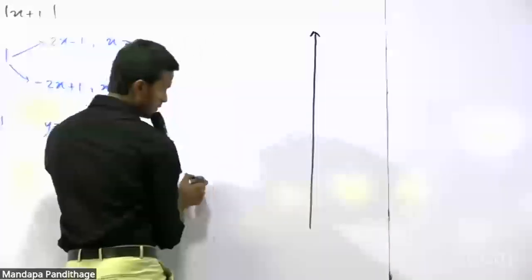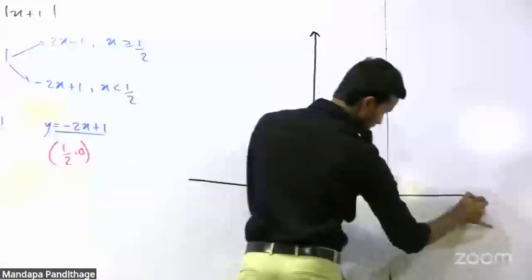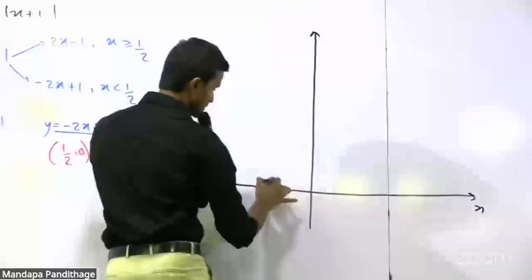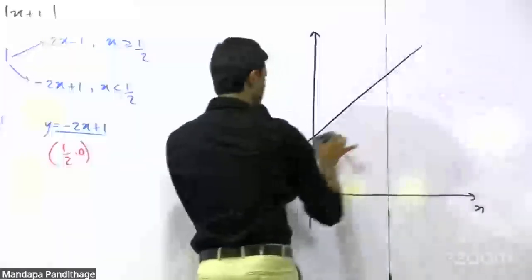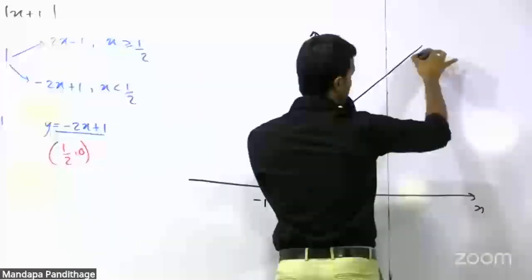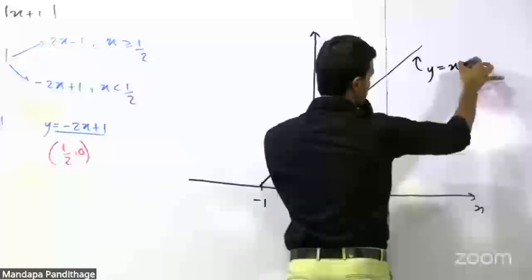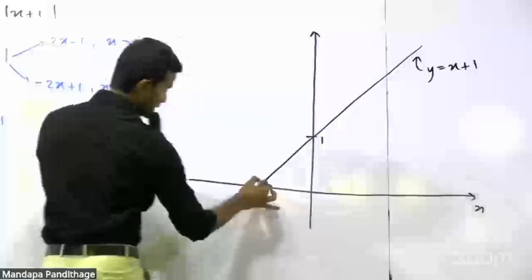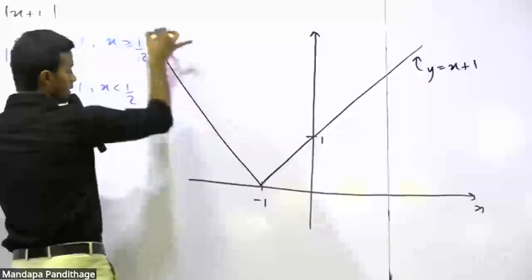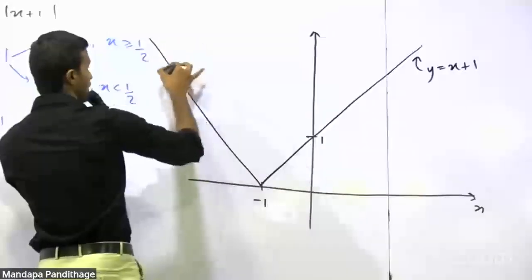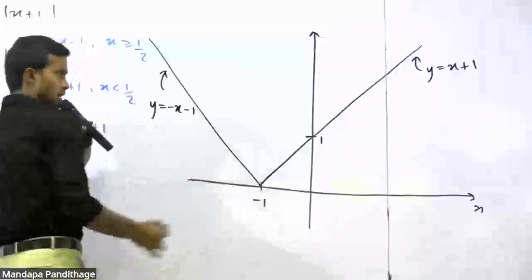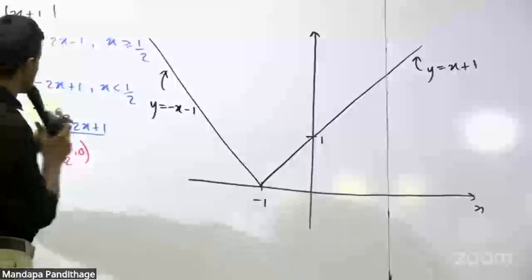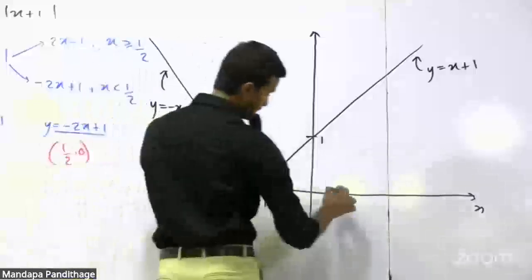Modulus x plus 1. So it goes through this minus 1 and has a gradient of 1. So this is y equals x plus 1. And then this is y equals minus x minus 1. Clear. And now we are going to draw this one, y equals 2x minus 1.